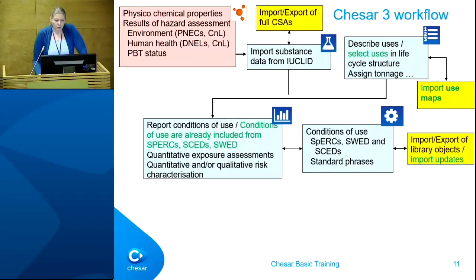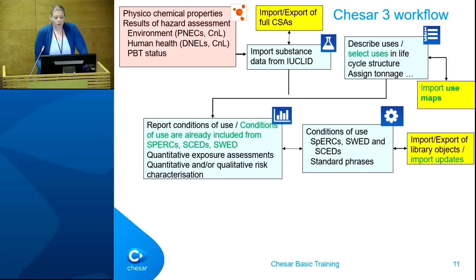After you have had a look at these conditions of use, then you can do your quantitative exposure assessment and the risk characterization. So if you have a PNEC, for instance, for the environment, you determine the exposure and you compare the exposure to the PNEC to determine whether the use is safe. In some cases, for instance, if you have a skin irritant, you don't have a DNEL, but you have more of a qualitative risk. In that case, you can also do the qualitative risk characterization, also in box 3.